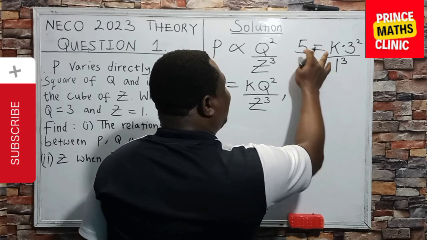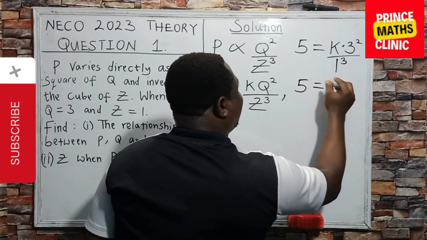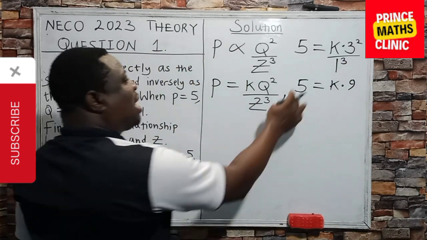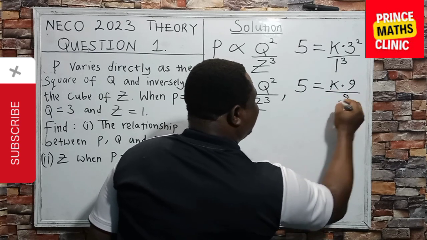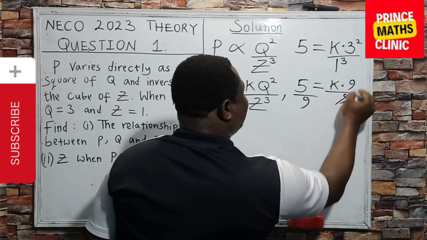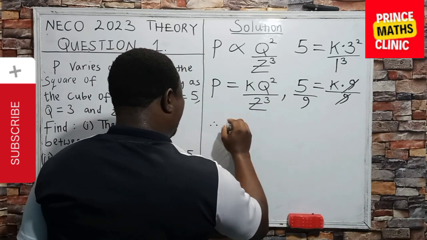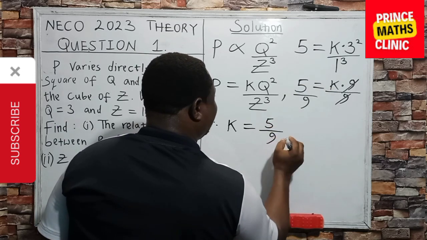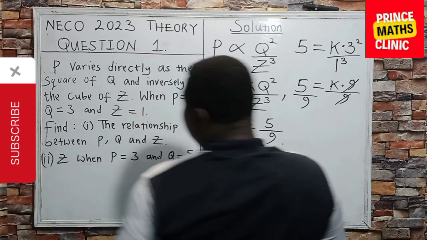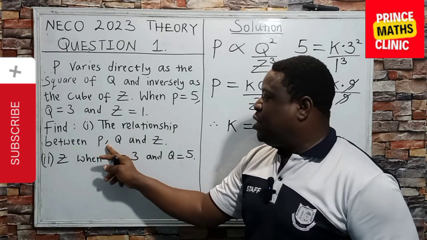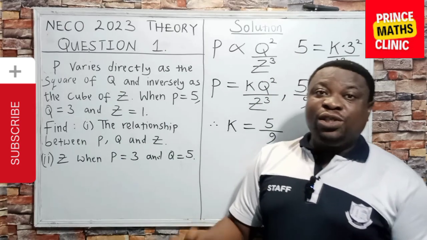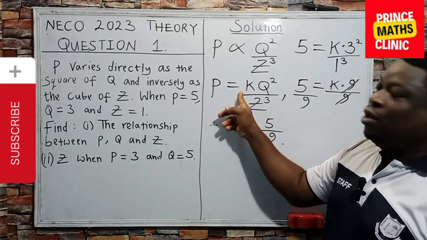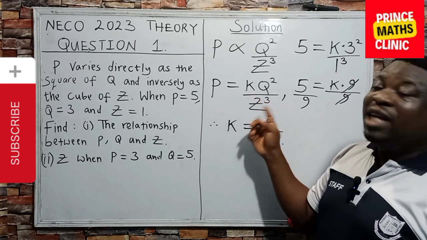So 1 times 5 gives us what? 5. Then this is K. 3 squared is what? 9. I want K to stand, so I'll divide this place by 9 and divide here by 9. So 9 here cancels out 9. Therefore, K becomes what? 5 over 9. The next thing I need to do now is to find the relationship between P, Q, and Z. To find the relationship simply means just putting the value of K back into this position where you have P equal to KQ squared over Z cubed. That is the answer.